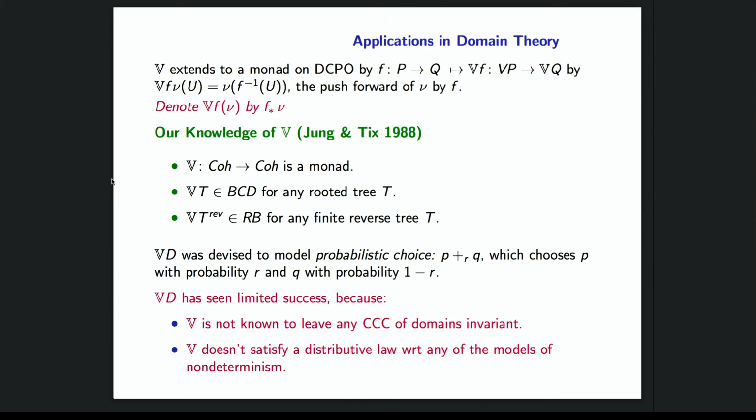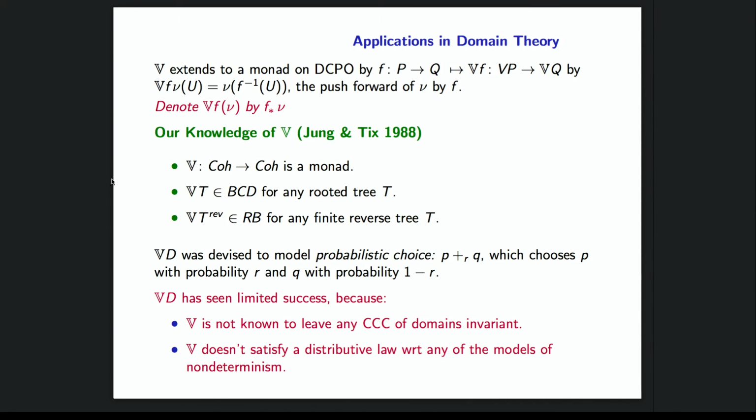So here's almost everything we know about the domain structure of this functor V. It takes coherent domains to coherent domains. I just showed you a proof of that. If you take a rooted tree, so a binary tree, say, infinite, then the subprobability measures on that is a bounded complete domain. That's nice. If you take a finite tree that's upside down, but finite, then that's in another subcategory that's Cartesian closed. That's it. That's the only structure we know, domain theoretically. So it's kind of disappointing.